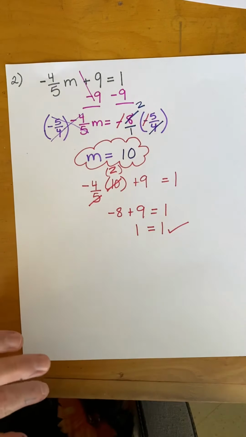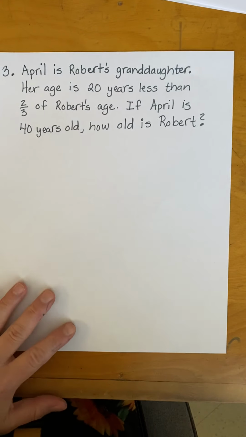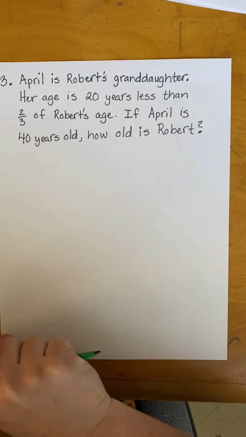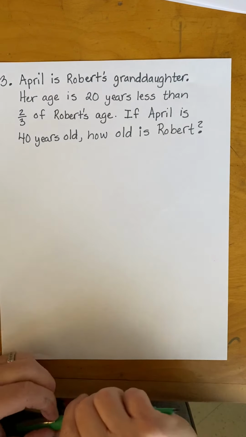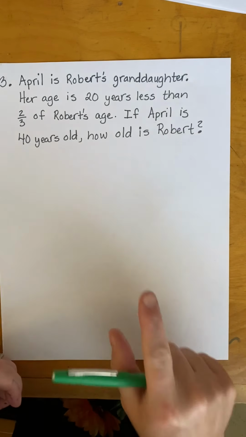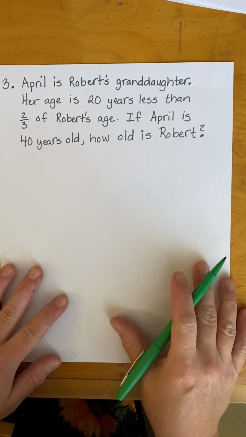All right, let's do a word problem, because they're everybody's favorite. It says, April is Robert's granddaughter. Her age is 20 years less than 2/3 of Robert's age. If April is 40 years old, how old is Robert? So first, we're going to have to write this equation.